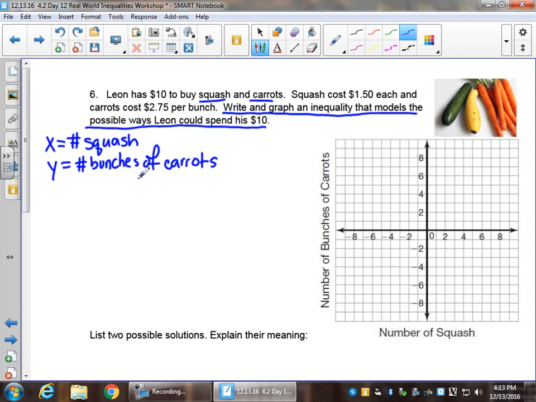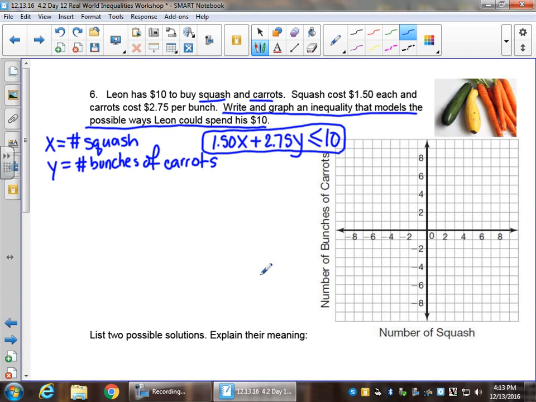Still need to write our inequality, but now that we know what our variables represent, we can actually go ahead and do that. So I know squash costs $1.50 each, but I don't know how many he can buy. So $1.50 per squash. I'm actually going to choose to write it over here for space reasons. $1.50 per squash plus $2.75 per bunch of carrots. And he's only got a $10 bill in his pocket, so this is going to be less than or equal to 10. Now that I have my inequality, we can use it.